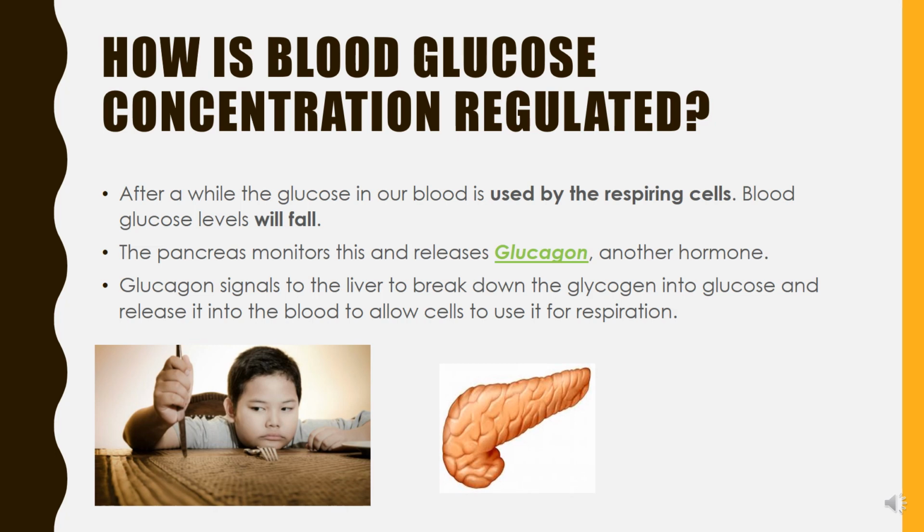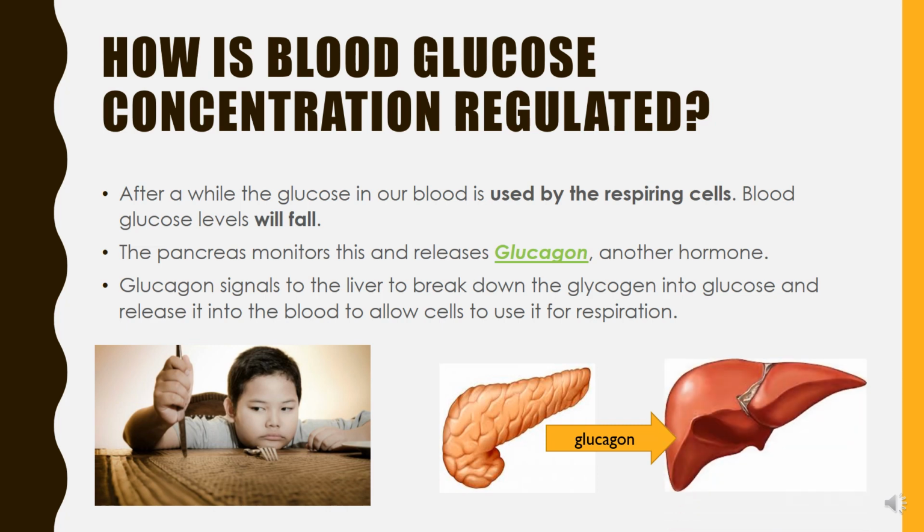The pancreas is your organ that releases the hormone. The hormone is glucagon, and the glucagon will go to the target organ of the liver and cause the breakdown of glycogen into glucose. So your blood glucose level should rise.